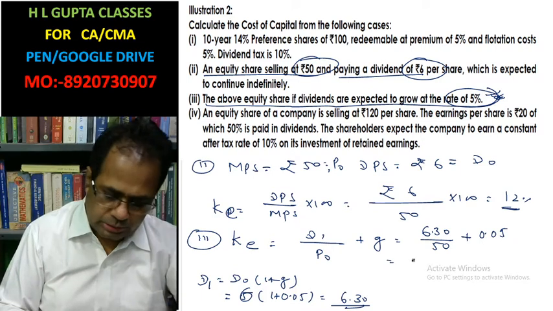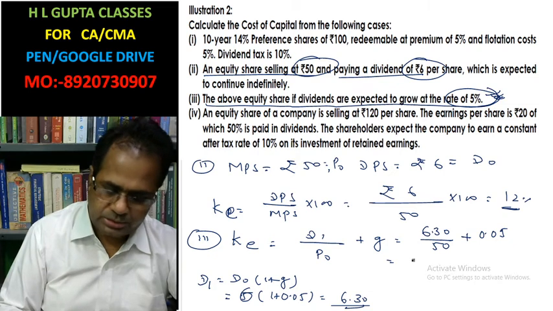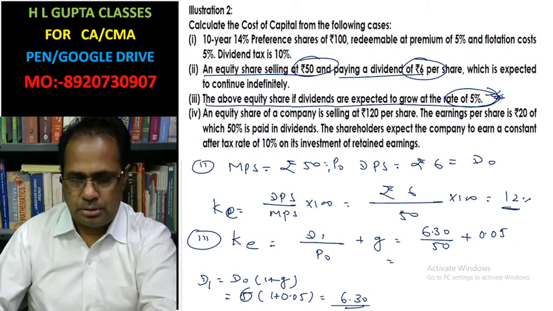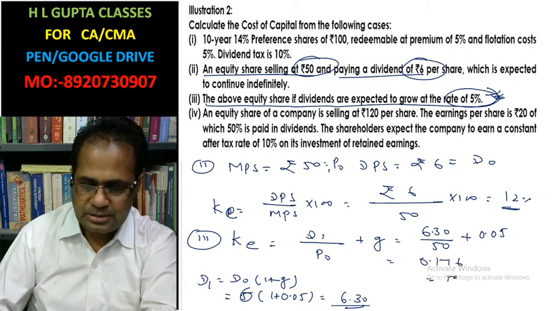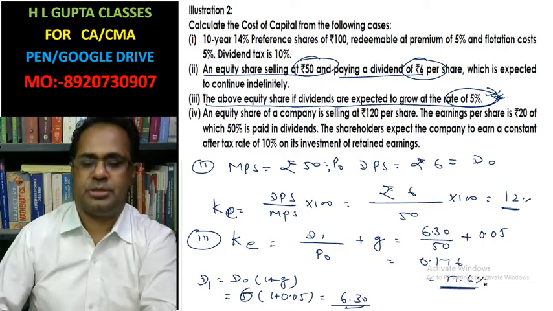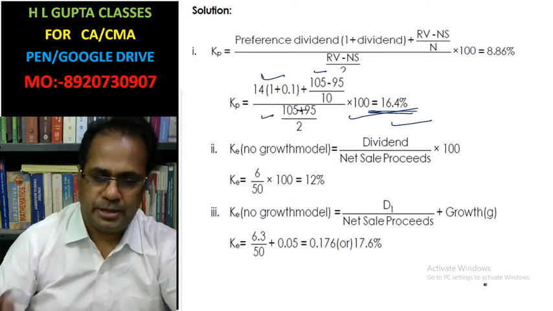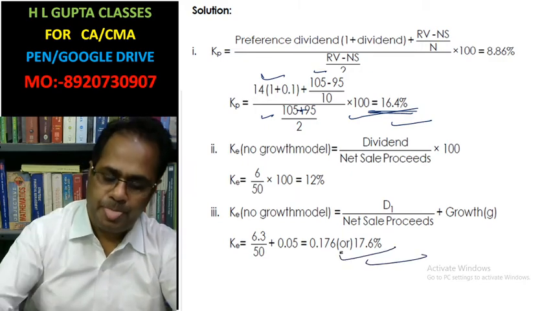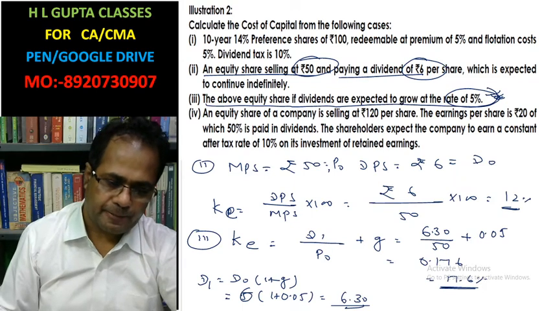Now, 6.3 divided by 50, plus 0.05, is 0.176, that is 17.6%. Look at the answer written here: 17.6%.